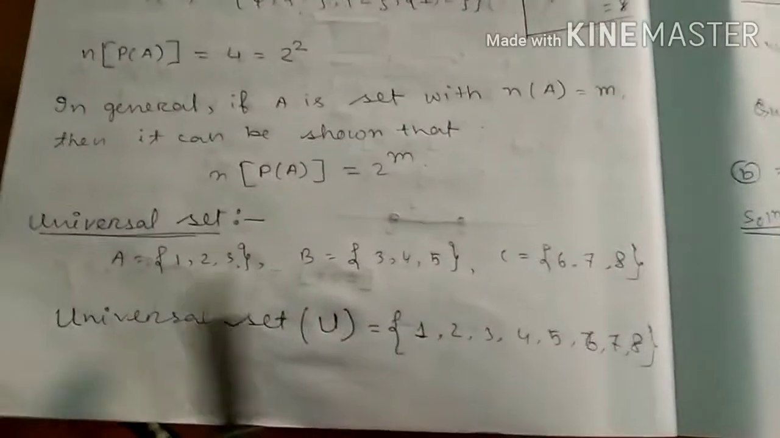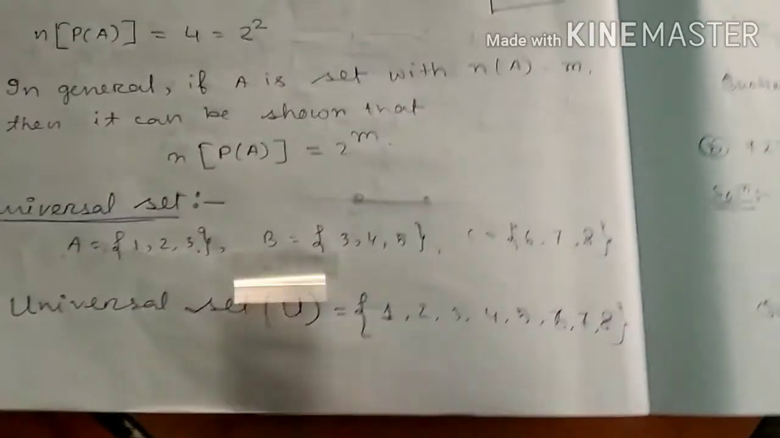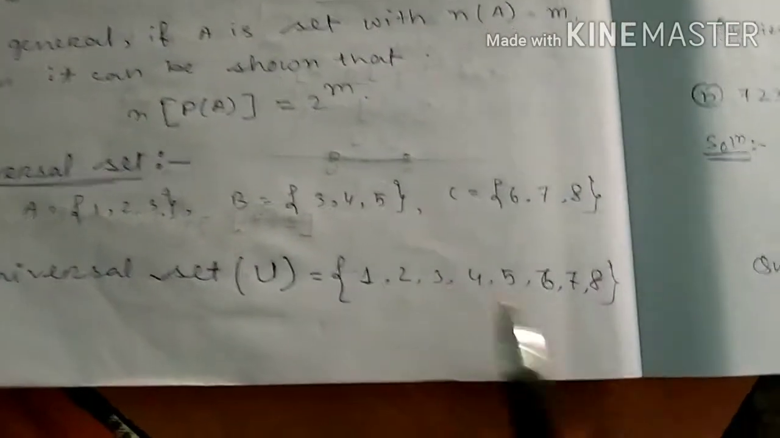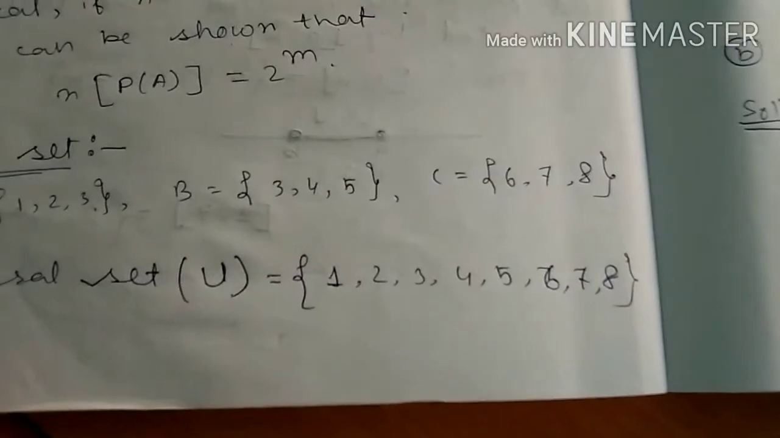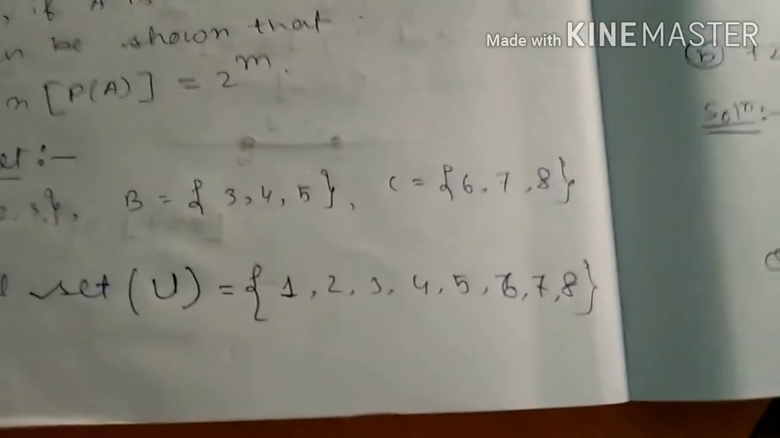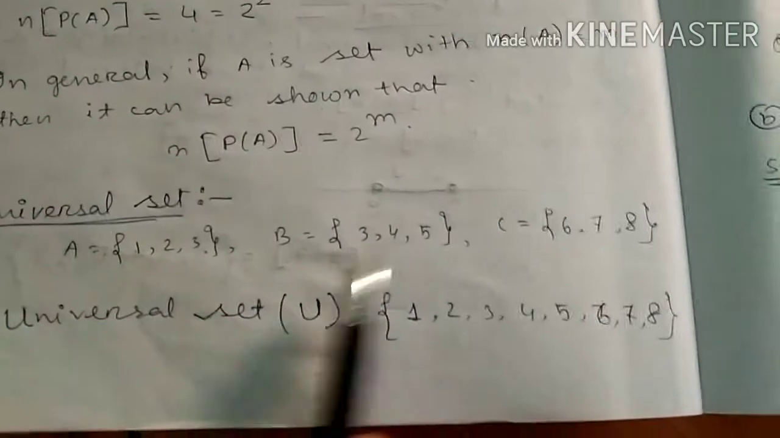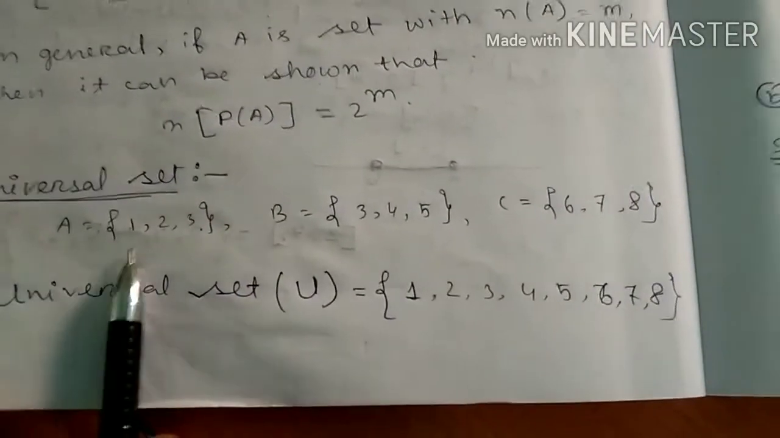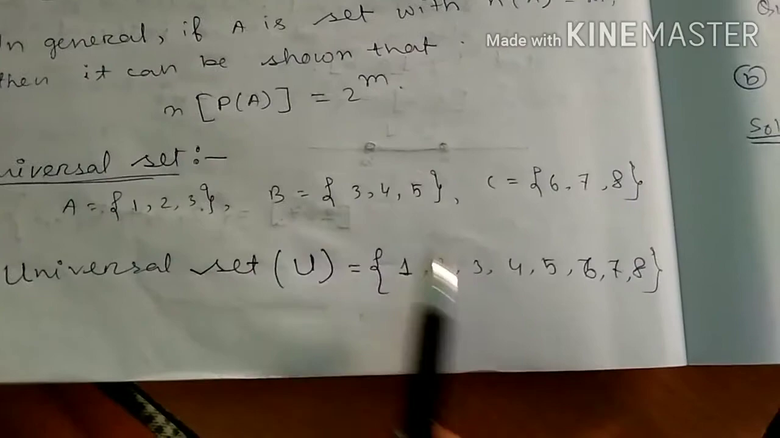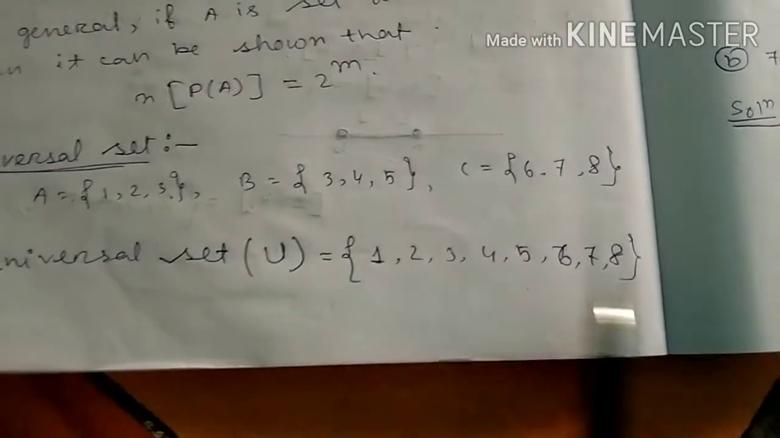So next, the universal set. Universal set means the whole set, the total bigger set. Suppose A, B, C, three sets are there. If you write all sets together, then you will get the universal set. In this way, real numbers: natural numbers, irrational numbers, integers, if you take these together, you will get the real numbers. The real number set is the universal set of all those numbers. Similarly, A, B, C, three sets are there. If you write all the numbers together, that is 1, 2, 3, then 4, 5, then 6, 7, 8. You have to write each number only once. So here 3 is repeated, we cannot write 3 again. After 3, 4, 5 is there. Here 6, 7, 8 is there. If you write them together, you will get the universal set.